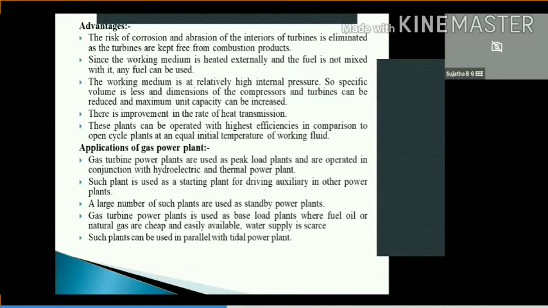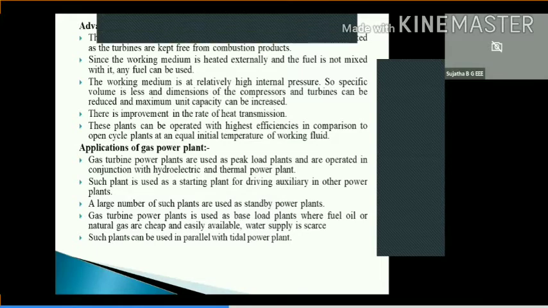See, base load plants are ones which will be continuously generating the power. So only during maintenance they will be switched off. So minimum power they have to generate. So they are called base load plants, where fuel oil or natural gas are cheap and easily available.